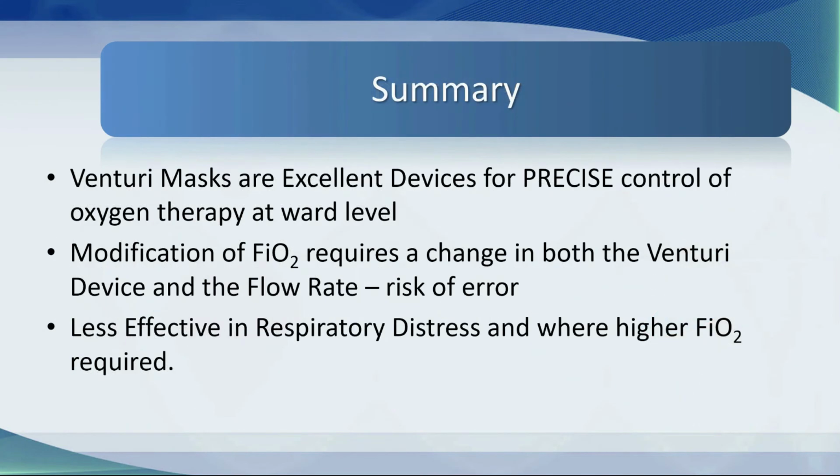So in summary, Venturi masks are excellent devices for precise control of oxygen therapy at ward level. Modification of FiO2 requires a change in both the Venturi device and the flow rate. So that is a problem. With the other devices, you just had to turn up and down the flow. But if you wanted to change things, you've got to find yourself the next Venturi up. So if you're on 24%, you've got to change it up to the white one, the 28%, etc.